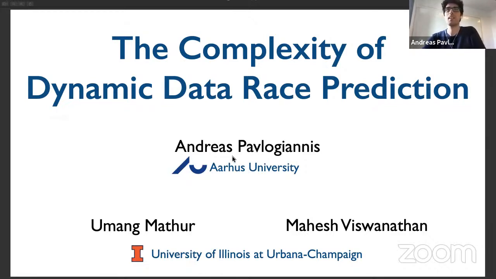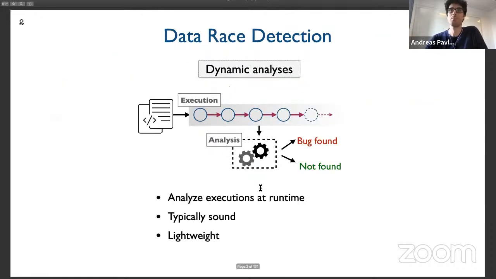My name is Andreas. This is joint work I did with Umang Mathur and Mahesh Viswanathan from UIUC. It's on a somewhat different topic. We're studying complexity questions that arise in the analysis of concurrent systems. The motivation behind concurrency should be pretty obvious to anyone who has actually programmed and used computer systems today.